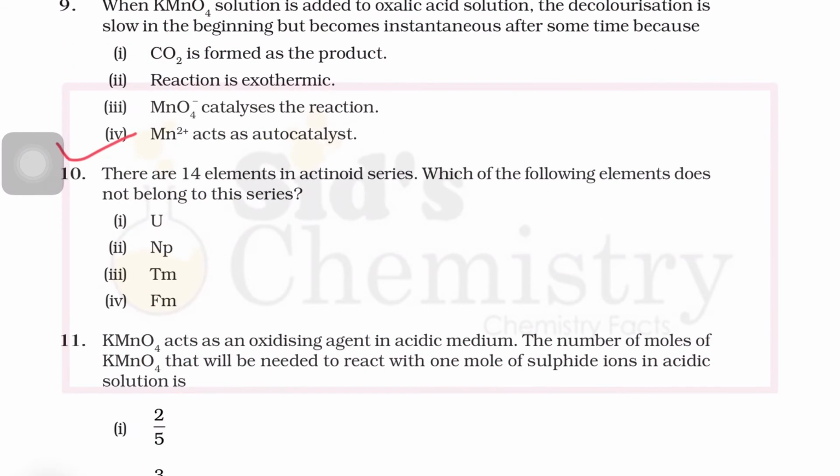Coming to question number 10, there are 14 elements in the actinoid series. Which of the following elements does not belong to this series? Options are U, Np, Tm and Fm. U, Np and Fm are elements that belong to the actinoid series, while Tm belongs to the lanthanoid series. So the correct answer will be option number 3, that is Tm.